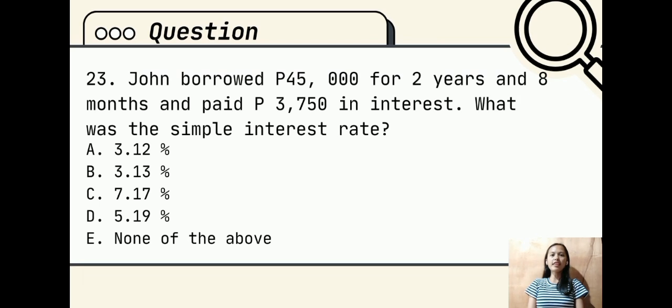Number 23. John borrowed 45,000 pesos for 2 years and 8 months and paid 3,750 pesos in interest. What was the simple interest rate? A. 3.12%. B. 3.13%. C. 7.17%. D. 5.19%. E. None of the above.